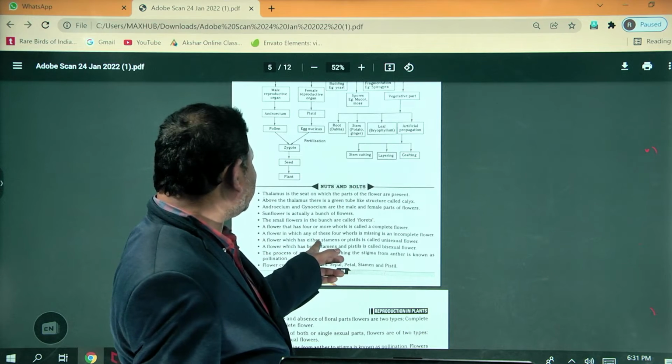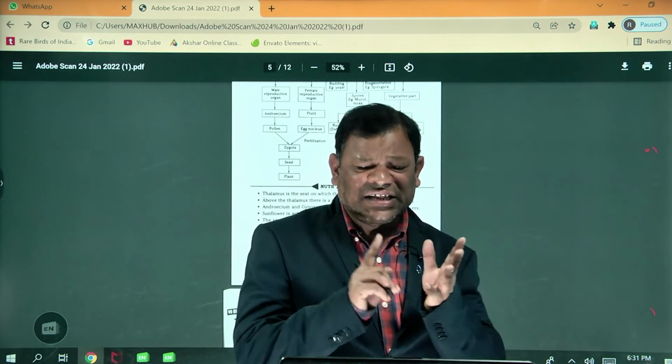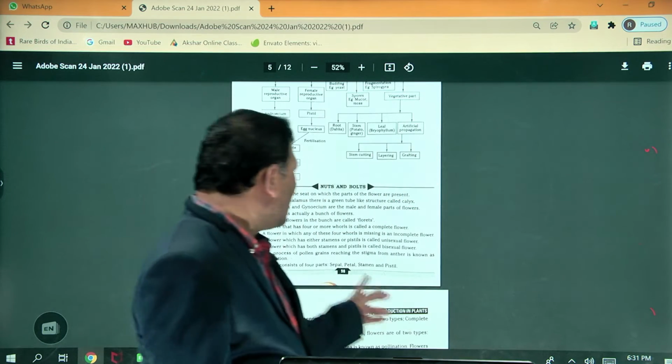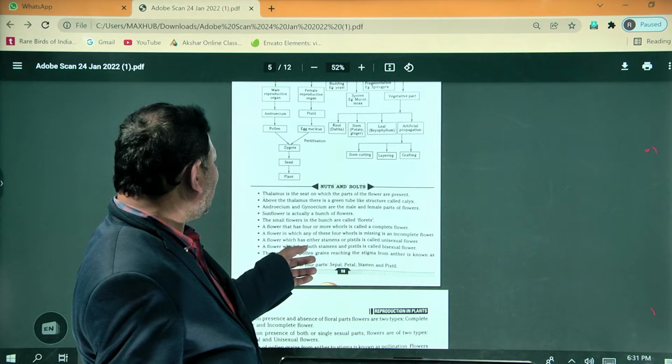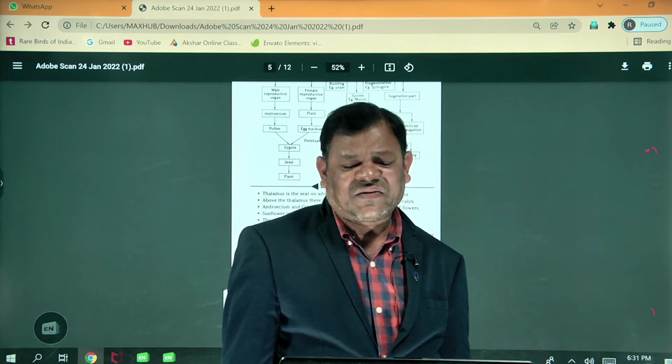A flower which has either stamens or pistil is called a unisexual flower. If either stamen or pistil, any one of them, is present, that is known as a unisexual flower. A flower which has both stamens and pistil is called a bisexual flower.